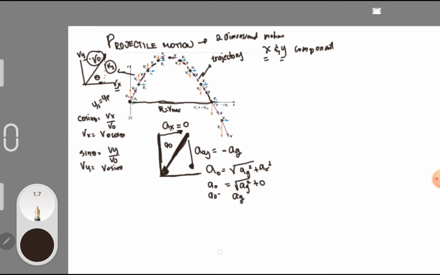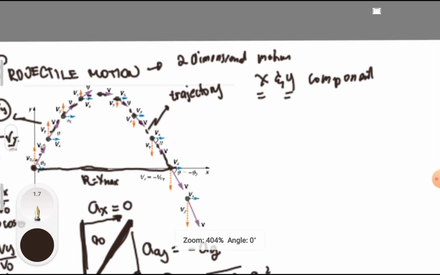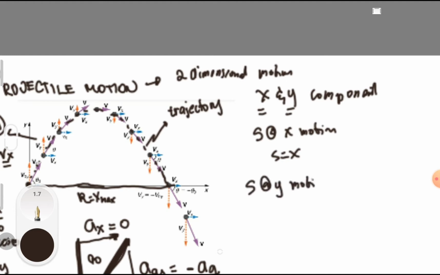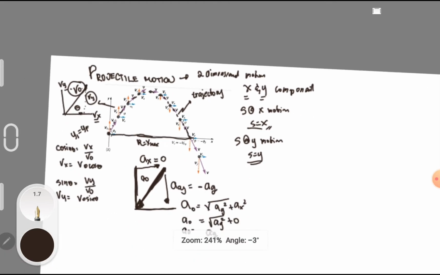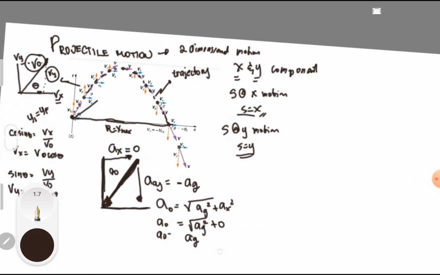And then, as I have said earlier, your projectile motion has two positions, your x and y position. So, at x motion, s is equal to x, and at y motion, or your vertical motion, s is equal to y. If you have x and y, you can get the value of your position. That would be your r position.